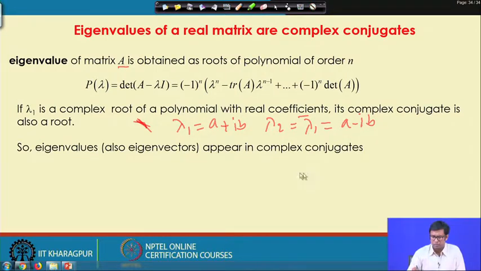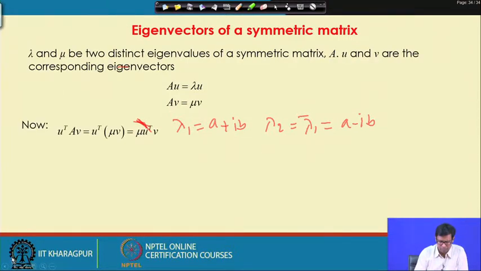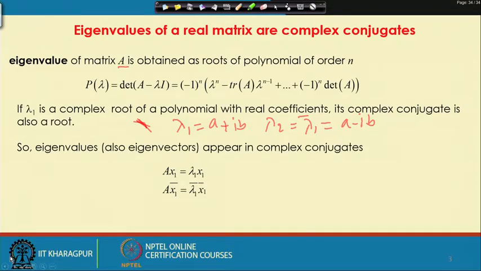That means if A x 1 is equal to lambda 1 x 1, where x 1 is a complex vector, then A x 1 bar is equal to lambda 1 bar x 1 bar, and lambda 1 and lambda 1 bar are complex conjugates, and x 1 and x 1 bar are complex conjugates. So, we can have lambda 1 equal to a plus i b, lambda 1 bar equal to a minus i b.